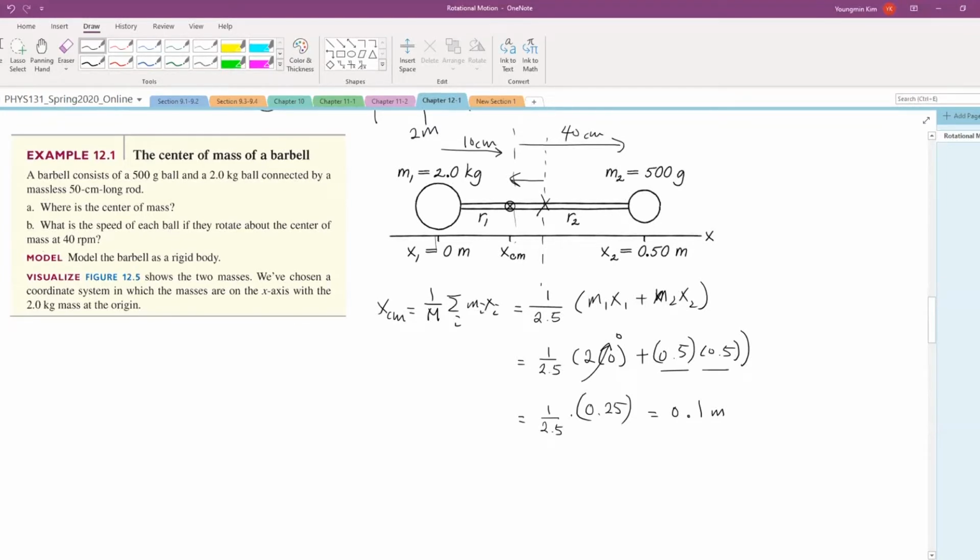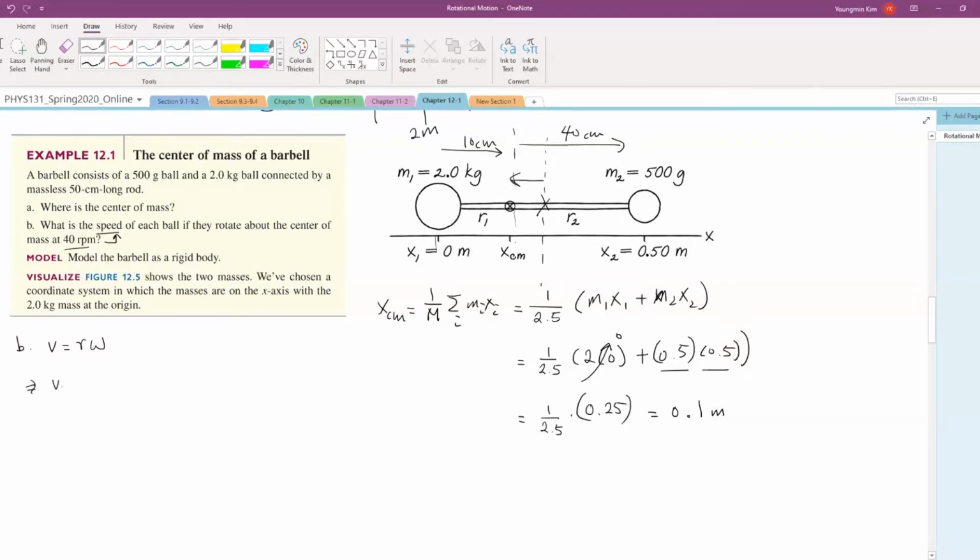Now, part B. It is asking, what is the speed of each ball if they rotate about the center of mass at 40 RPM? Okay, so we first have to equate this angular velocity in terms of speed. We know that the linear velocity is radius times angular velocity. Notice these two balls will have different radii, r1 and r2, from the center of mass. So they will have a different linear speed because they have different radii.